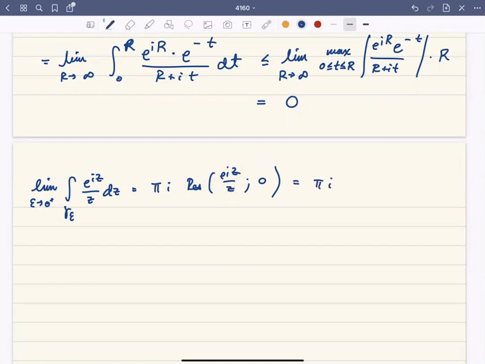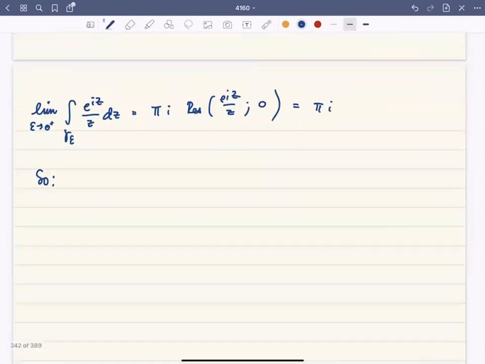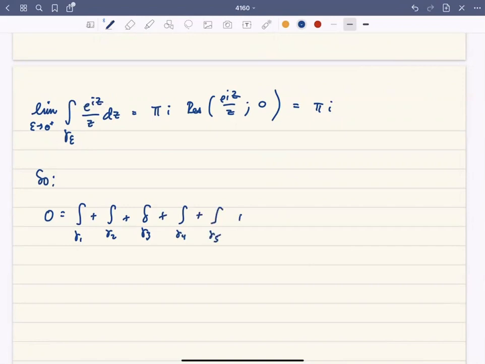To put everything together, what we know is that the integral over gamma 1 plus gamma 2 plus gamma 3 plus the integral over gamma 4 plus the integral over gamma 5 plus the integral over gamma epsilon is 0 for all r. So in particular, as r goes to infinity, we'll get 0.